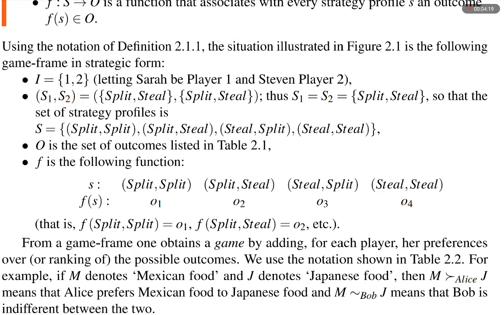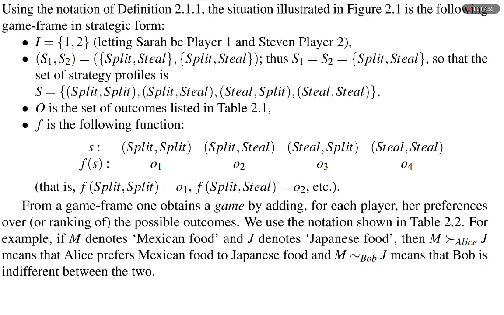Third bullet point, O is the set of outcomes listed in table 2.1. Fourth bullet point, f is the following function. s: (split, split), (split, still), (still, split), (still, still); f(s): o_1, o_2, o_3, o_4. That is, f(split, split) = o_1 or outcome 1, and f(split, still) = o_2 or outcome 2, etc.